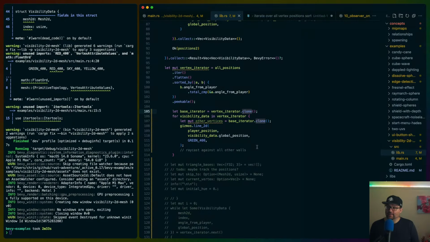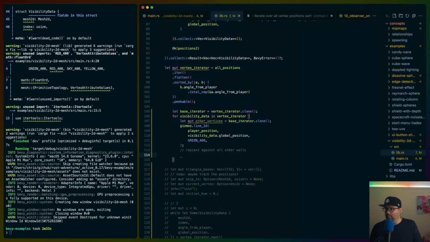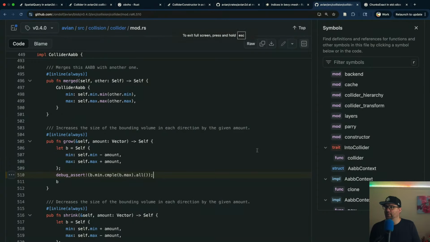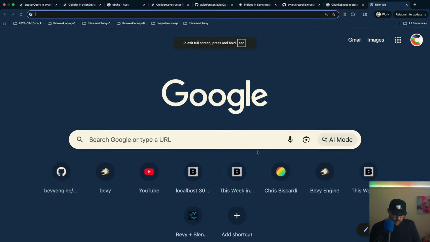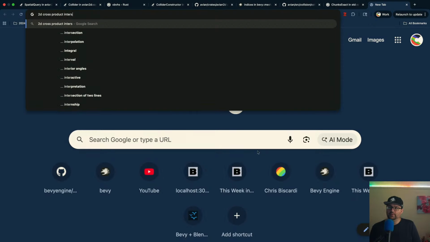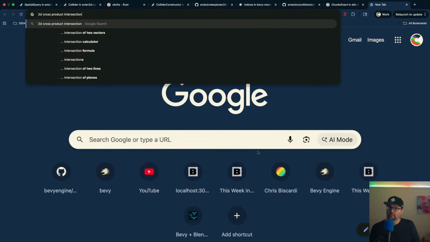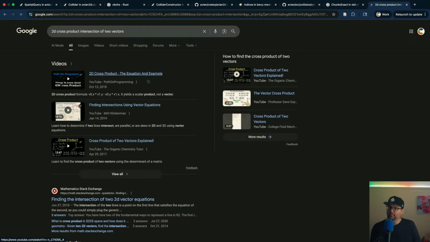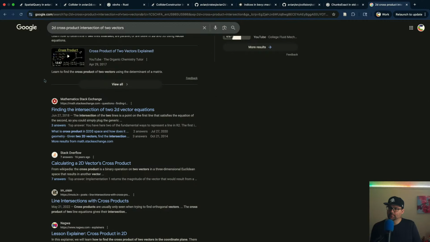Which means I need to figure out how to do this because my math is all homegrown. So I need to figure out the way to intersect a ray with a line, which I think vaguely is like 2D cross product intersection. But these aren't vector equations, right?